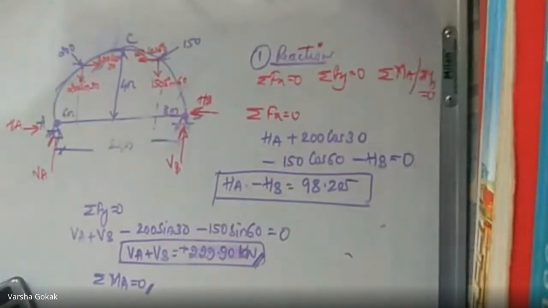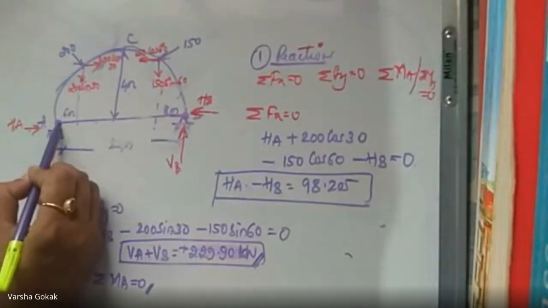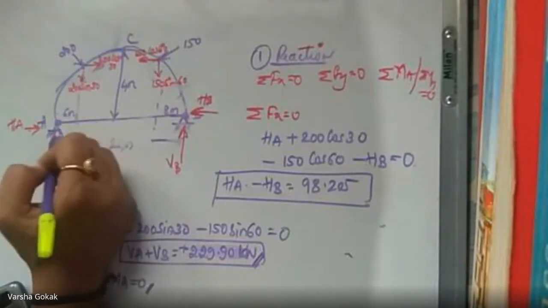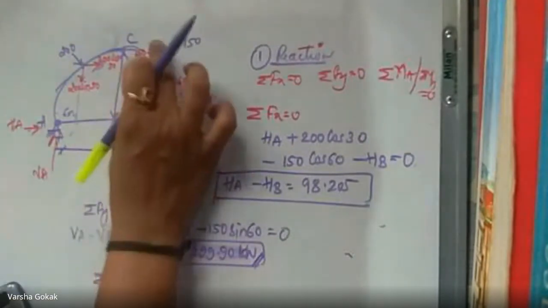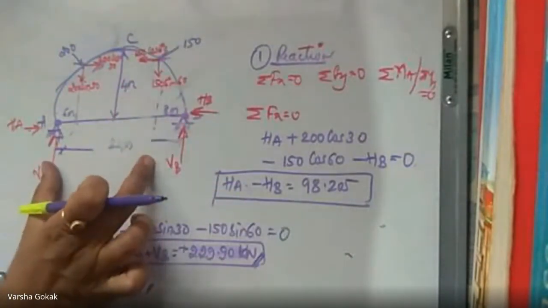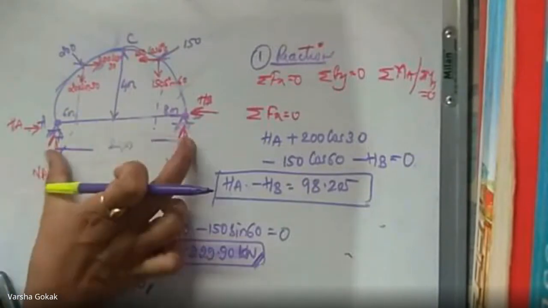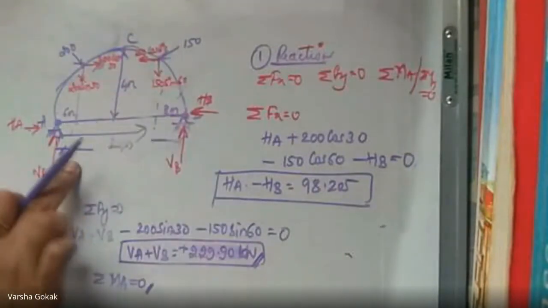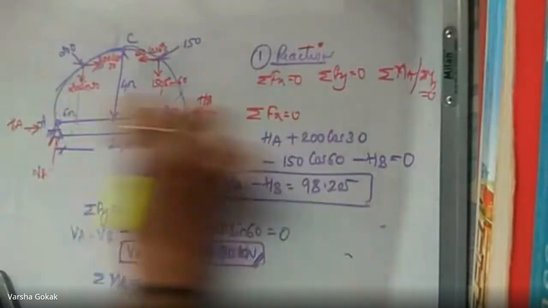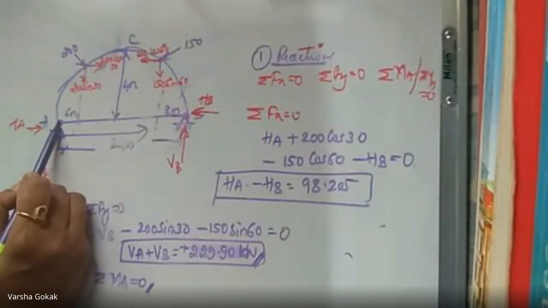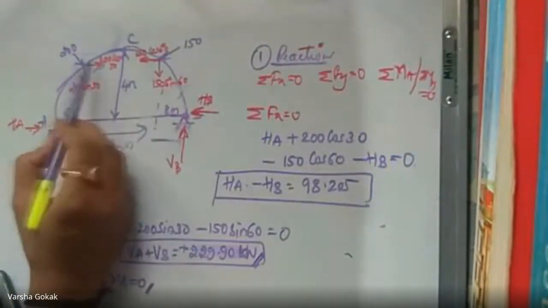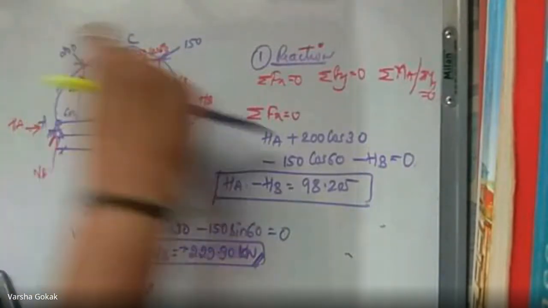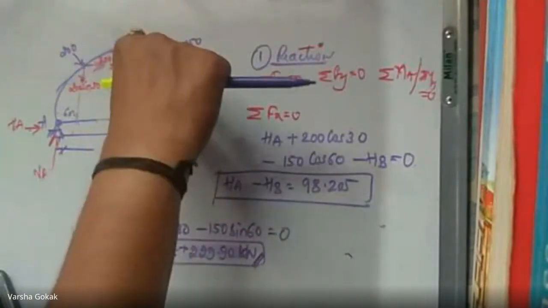Now when I'm taking moment at A, these two are giving me 0. Then this 200 sine 30 will go to A in clockwise with a perpendicular distance 6. 150 sine 60 goes to A with a perpendicular distance of 24 minus 8. That is this distance. Okay, clockwise. Then I'll have VB into 24 anti-clockwise. HB also is passing through this point only, so HB also will not give me any moment. And then I have this 200 cos 30 giving me moment with this value, and 150 cos 60 with this value.